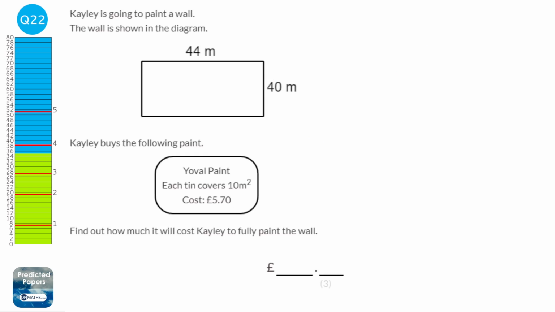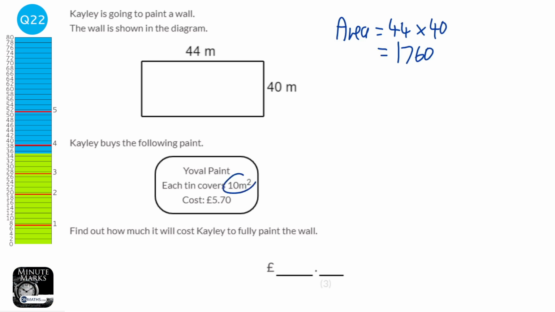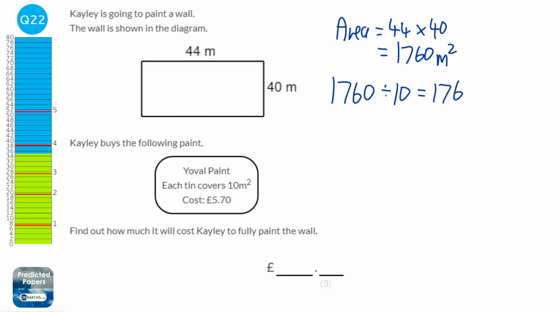First thing we need to do is work out the area of the wall. And so to do that, we're just going to multiply the 44 by the 40. So 44 times 40 is 1,760. And next thing we notice is that each tin covers 10 meters squared. So it actually means we can work out the fact that there are 1,760 meters squared in total for our wall. And if each tin covers 10 meters squared, then we will need 176 tins.